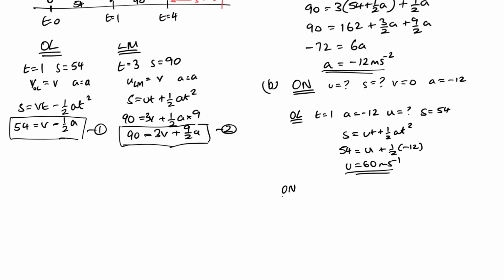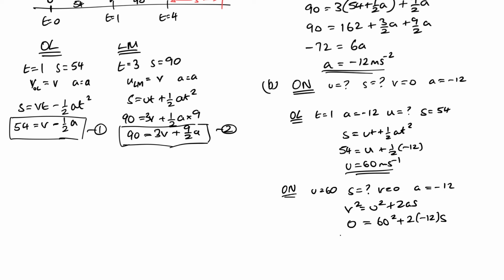So back to ON, we now got U is 60. We got S, which we want to find. V is 0, A is minus 12. So we got V, U, A and S. V squared equals U squared plus 2AS. V is 0. 60 squared plus 2 times negative 12 times S. So we get 24S equals my 60 squared. So S is 150. This is the total distance though.